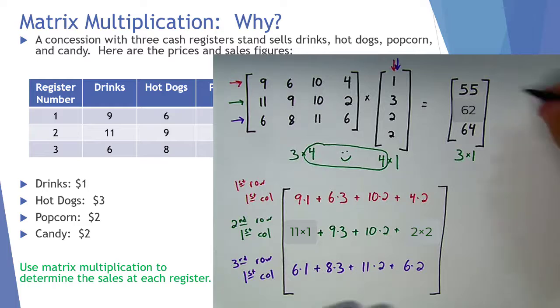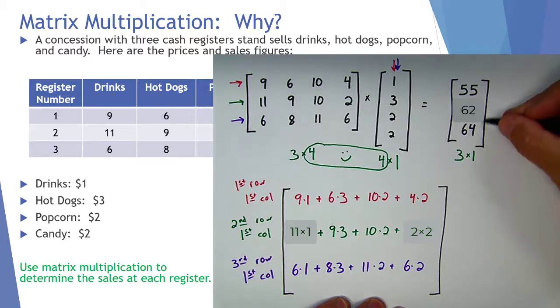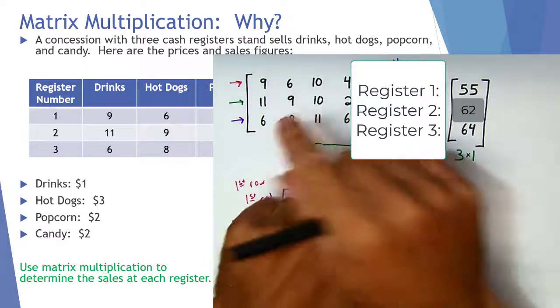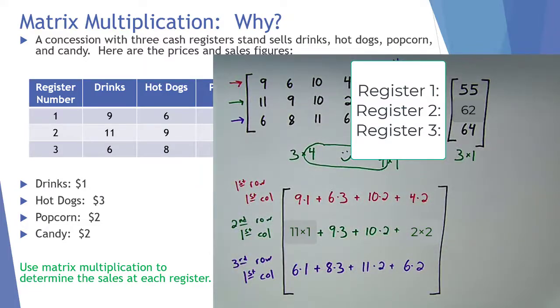64. And then our result, as you can see, is that our first register sold $55 worth of products, our second register sold 62, and our third register sold 64. And that information is neatly arranged in a 3x1 matrix. Now, if you tried to reverse those, you'd probably see that the inside numbers wouldn't match, and you couldn't even perform that multiplication. And so there's only one way to do this, and we're done.